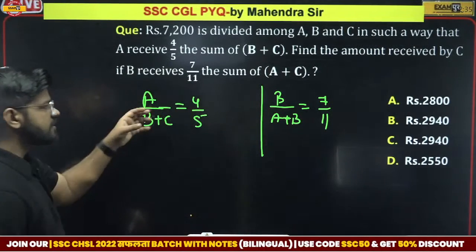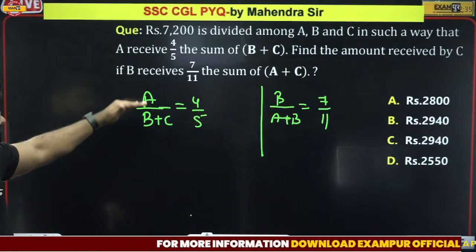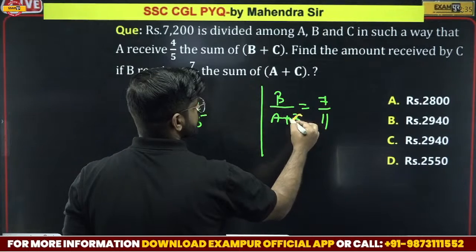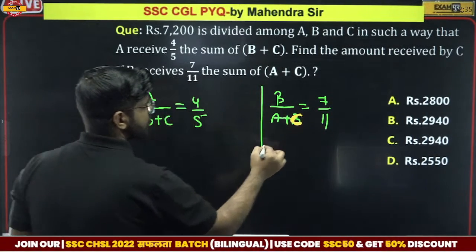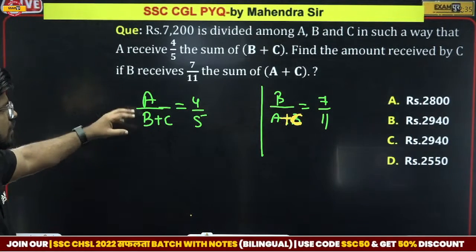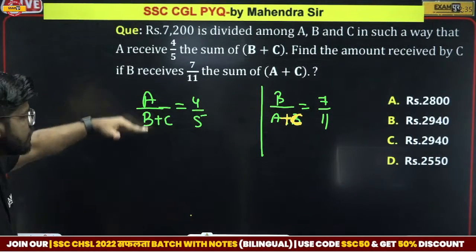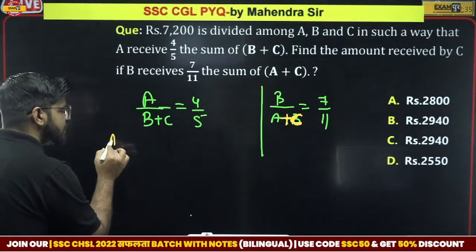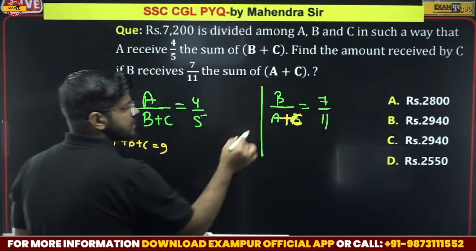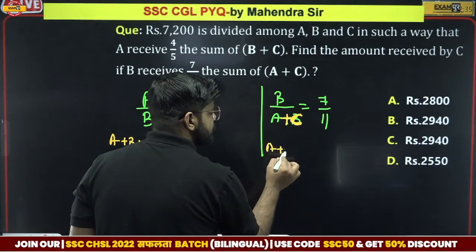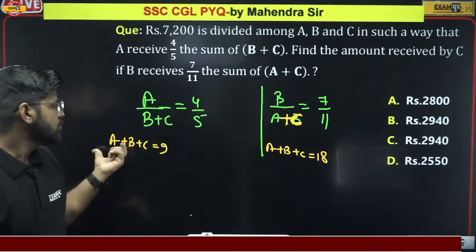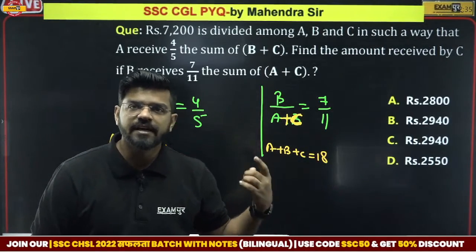Whenever you get this situation, just add both. Here we have A plus C, and here we have A plus C. So here I am getting A plus B plus C is equal to 9. Here I am getting A plus B plus C is equal to 18. Both are A plus B plus C, but we are getting different values.